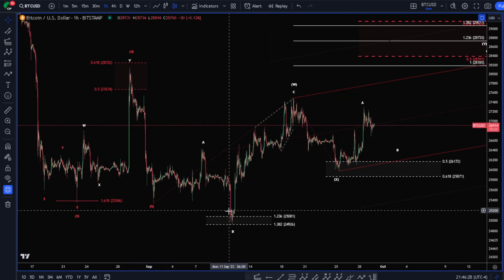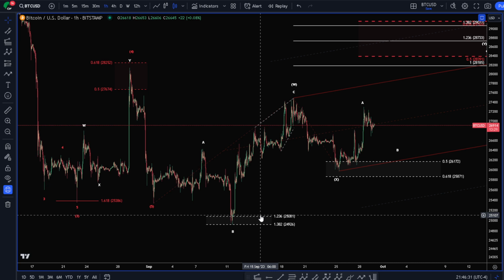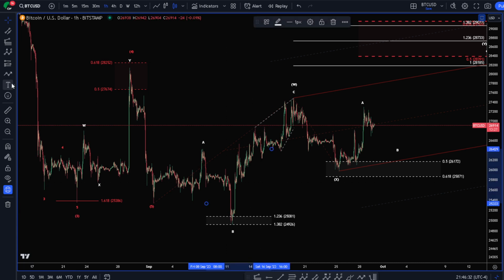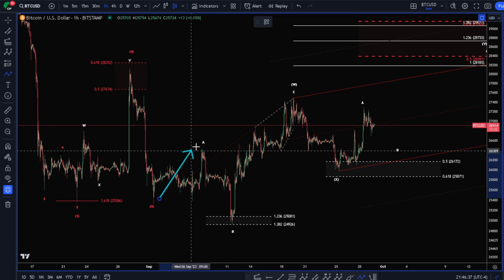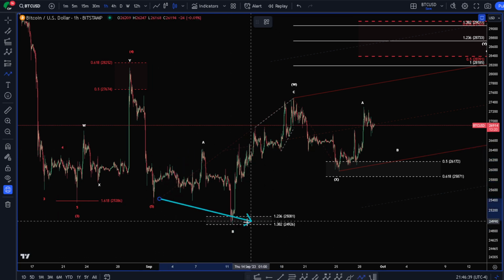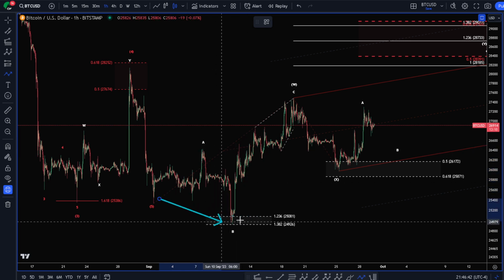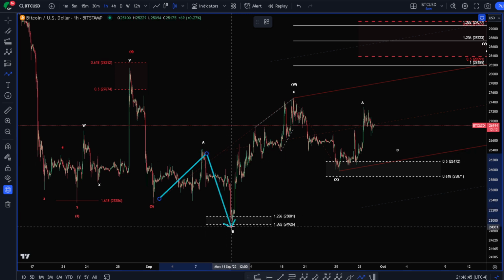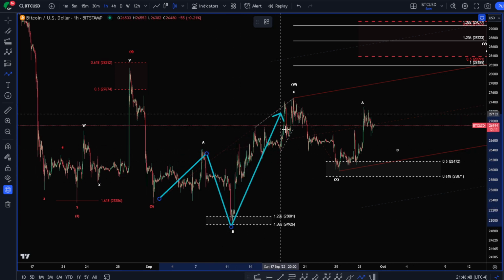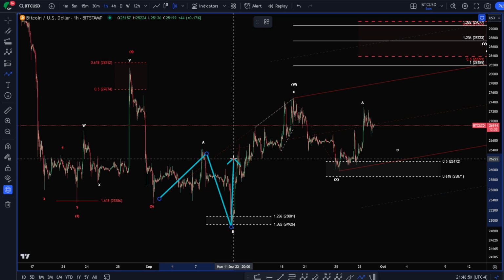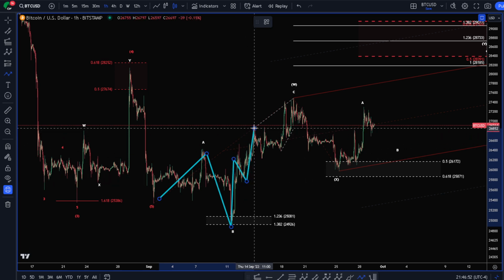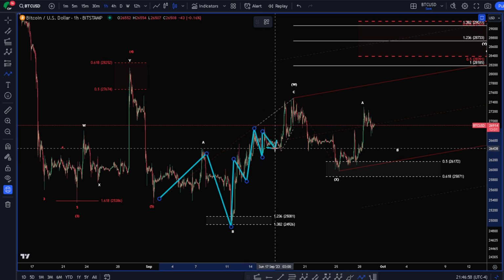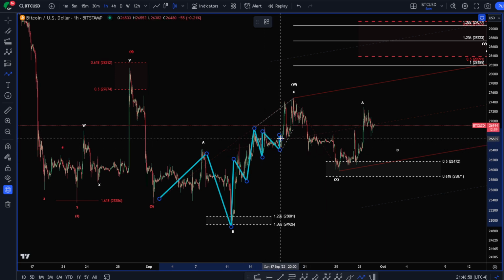Have this as an expanded flat. If you take our extension of our A wave up as a third, and then you put on the 1.236 to 1.382, that comes to the most probable area for our B wave, between the 1.05 and 1.382. So here we had our A, B, and this would have to be an ending diagonal where you got 5 waves up here, 5 waves up here. That's our wave 1. We had a flat correction, and we have a little ABC in here.